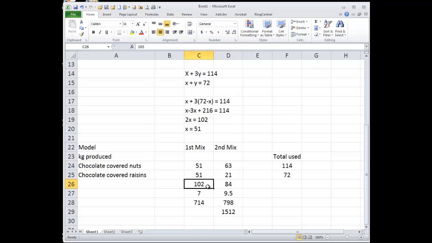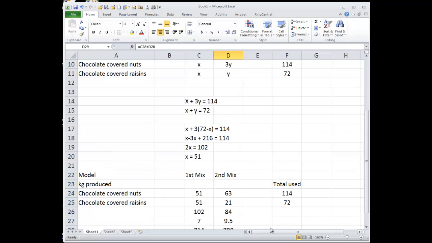We ended up with 102 kilograms of the first mix and 84 kilograms of the second mix. At $7 per kilogram, that's $714. At $9.50 per kilogram, that's $798. Add them together, you get $1,512. That's the maximum revenue you can get, and you're going to use up all your product.